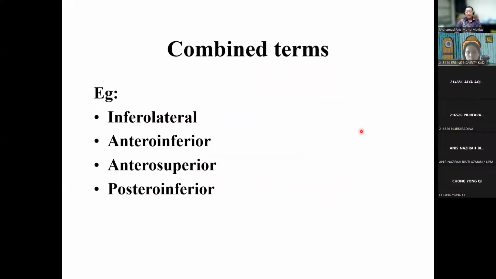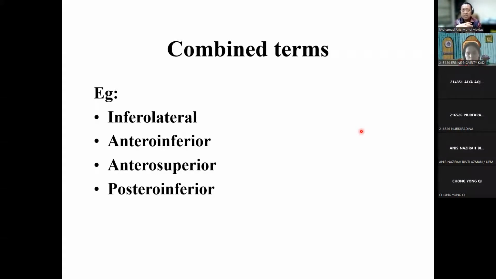Okay, the structures in our body are not exactly located in front, anterior, posterior, superior, lateral, and so on. Sometimes it can be slightly anterior and superior. Then they become antero-superior. Or it can be slightly anterior and inferior, so antero-inferior. That's when you compare between two structures.